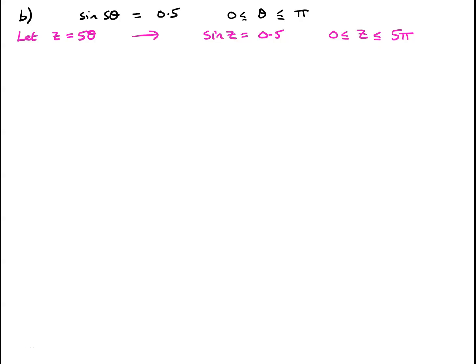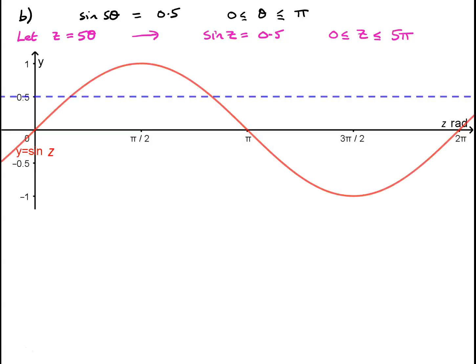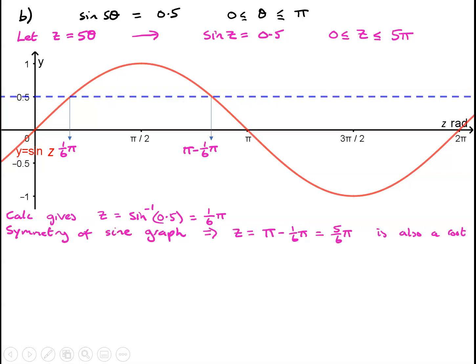So when we make the substitution, we obtain the equation sine z equals 0.5 with z being any value between 0 and 5 pi. Using our calculator and a sketch graph of y equals sine z between 0 and 2 pi will enable us to find two of the roots of the equation sine z equals 0.5. The calculator gives us z as the inverse sine of 0.5, which gives me 1/6 pi. And when we look at the symmetry of the sine graph, we can see that another root will be at pi minus 1/6 pi, in other words, when z equals 5/6 pi. So we've got two roots: 1/6 pi and 5/6 pi.